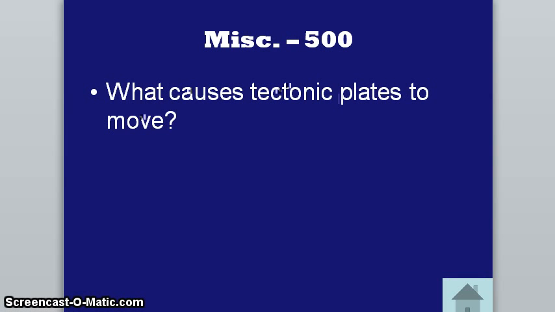What causes tectonic plates to move? Tectonic plates float or ride on a river of magma that moves due to convection currents inside the Earth. So as that magma flows around, the tectonic plates kind of ride on top of that magma, almost like floating on top of a river of magma.